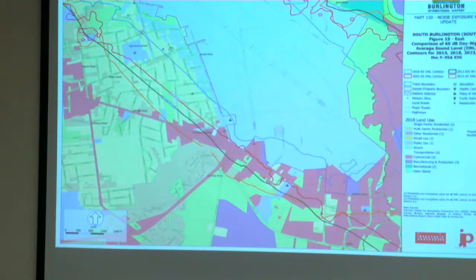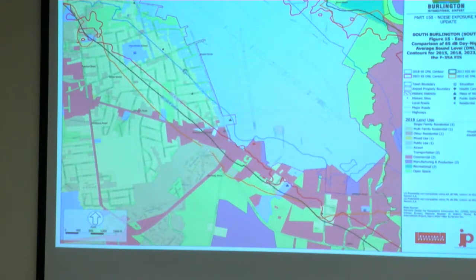Here's the same map, just zoomed in on the South Burlington side. This is the west side of the airport. This blue square is the Chamberlain Elementary School, with Williston Road coming in here, Airport Drive, White Street, Airport Parkway. All 65 DNL lines. Orange line is all F-16s operating. This red line is with all F-35s operating. And the blue line is the old one, and I see a lot of those gray little parcels. Those are all properties that you acquired that are now owned by the airport?